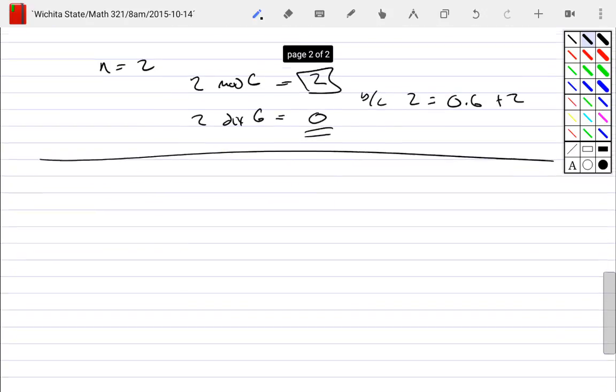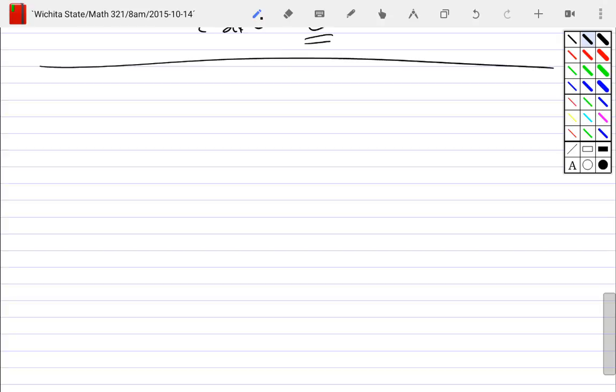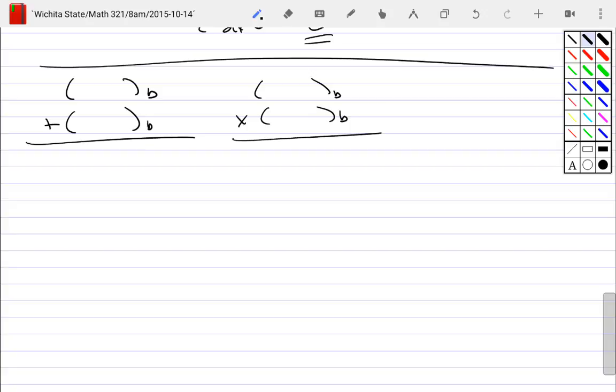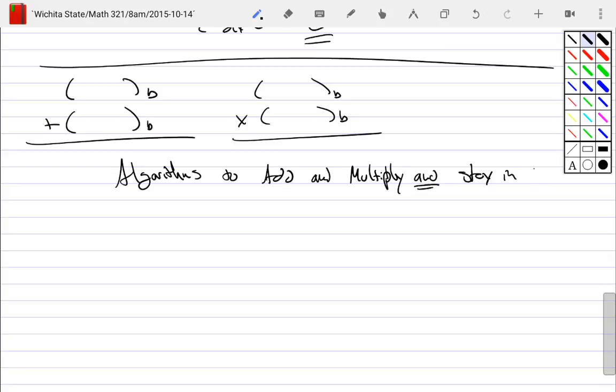Now, do we have to move things into base 10 because we're familiar with it? One of the questions we could ask is, if I gave you a base B number and another base B number, could you add them? On the other hand, could you multiply? In other words, could we find algorithms to add and multiply and stay in a particular base? In other words, don't go to base 10. Could you just stay in base B and understand what you're doing?